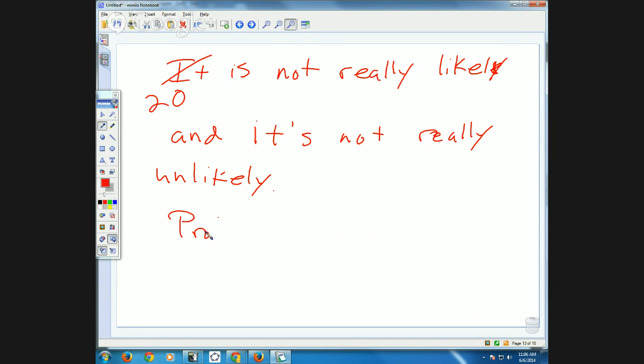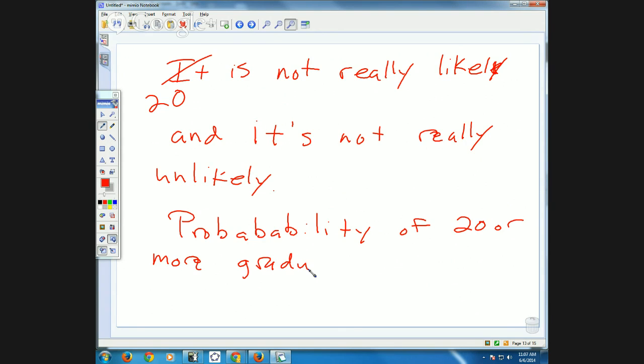So we found the probability of 20 or more graduates out of 100 is about 24.8%. But it definitely doesn't meet our criteria for unusual. That we have defined. We don't have likely and unlikely defined. They're vague words.